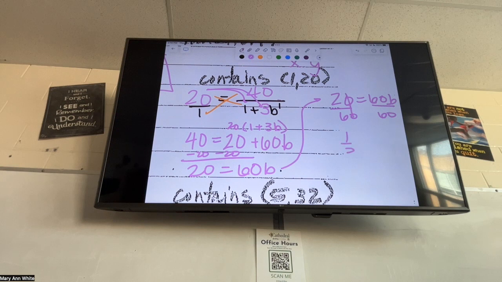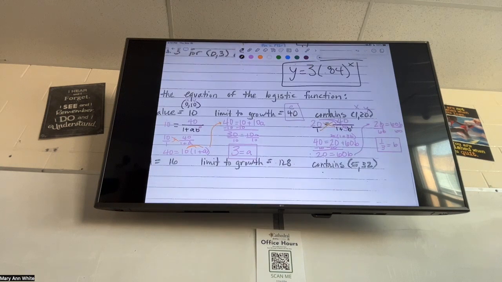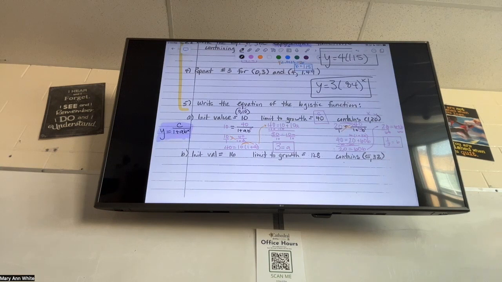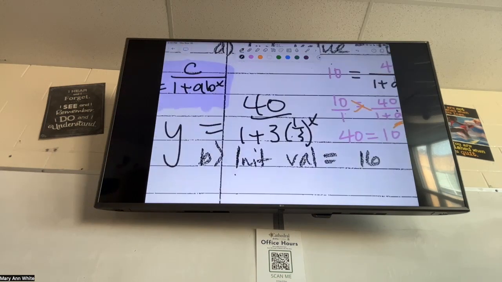You will often get funny numbers like that, so don't let that stress you out. The last thing I do want to do is plug it all into my formula. So we'll say y equals 40 over 1 plus 3 times 1/3 to the x. Oh, that looks so jank. That is my answer here.